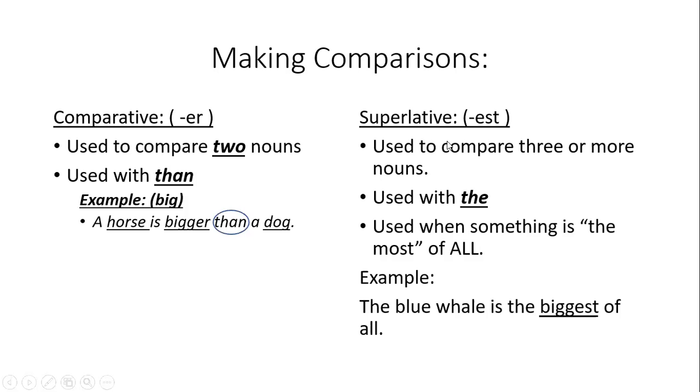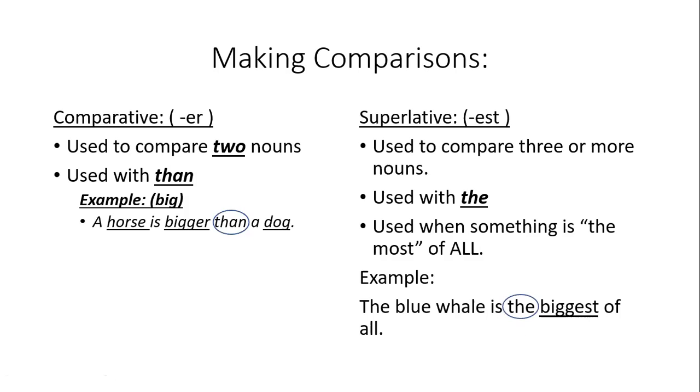Then we have the superlative. When do we use the superlative form? Well, we use it to compare three or more nouns. Also, you're going to see the word the before it, okay? And that's your keyword. That's going to help you to identify the superlative form. Also, this is used when something is the most of all. You're going to find keywords in the sentences such as all, or out of four, when you get specific numbers, right? And they name more than two, then you definitely know that you need the superlative form. Example: the blue whale is the biggest of all, because out of all the animals we're working with, the blue whale is the biggest of all. Okay? Good.